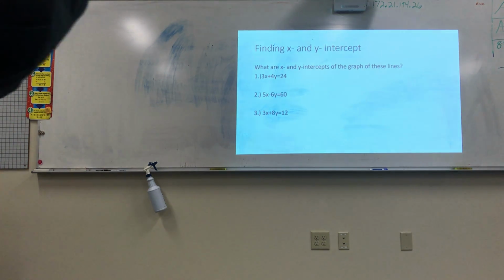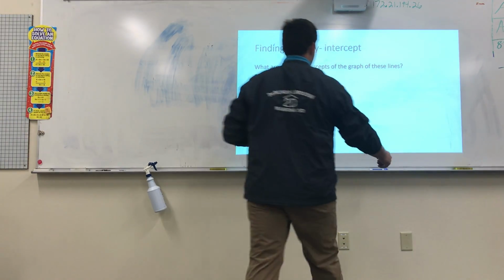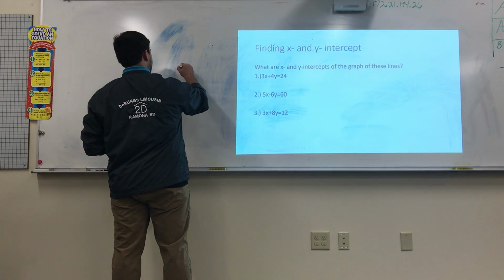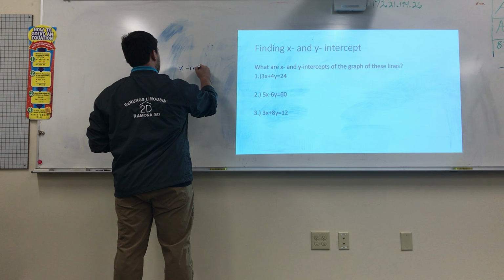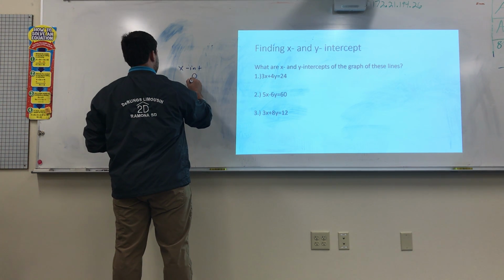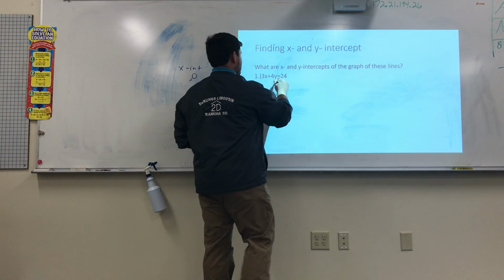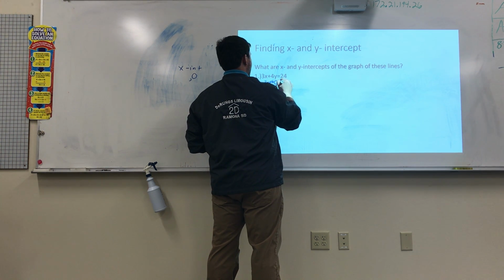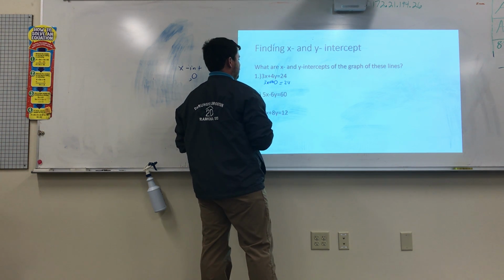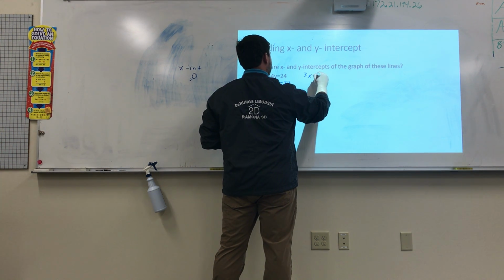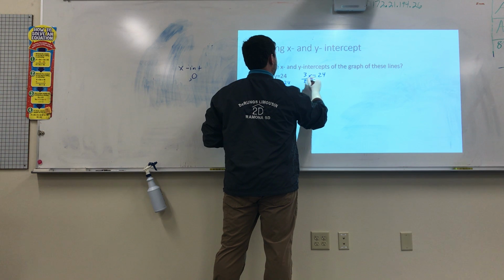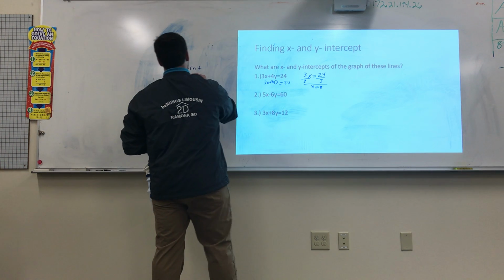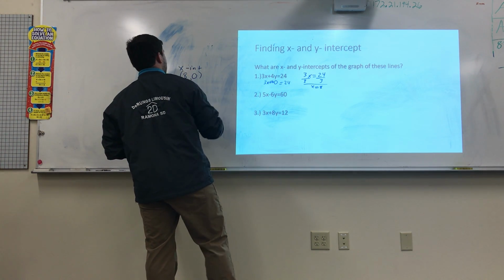So that being said, when I'm trying to find my x-intercept, my y must be 0. So y is 0, so we have 3x plus 4 times 0 equals 24. That gives me 3x equals 24. Divided by 3, divided by 3, x equals 8. So that would be 8, 0, my x-intercept.